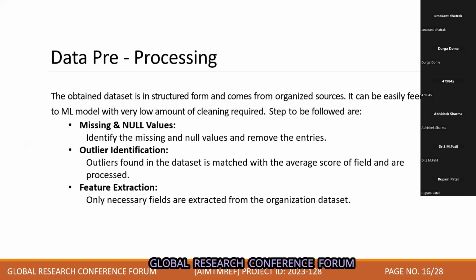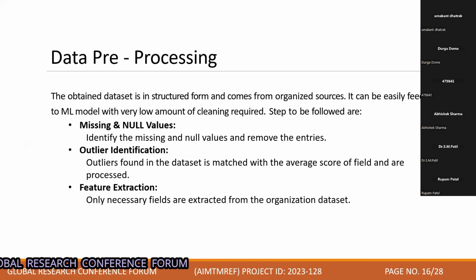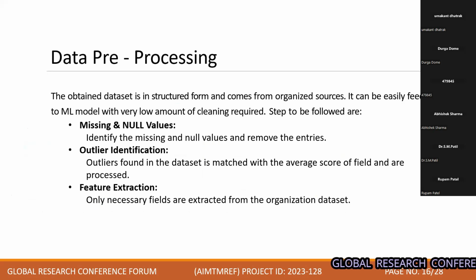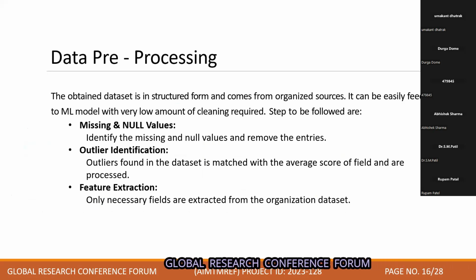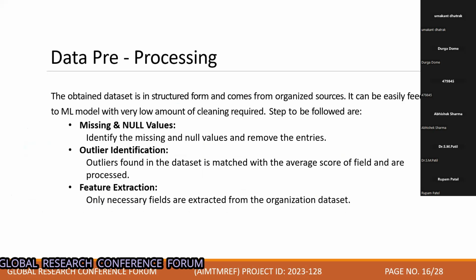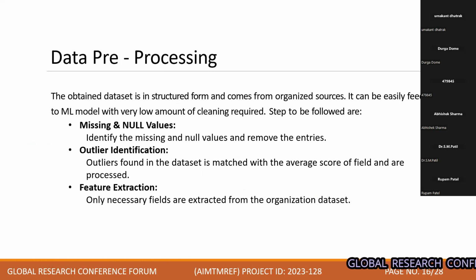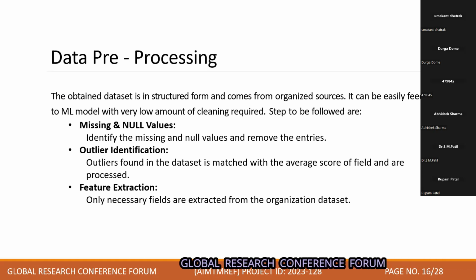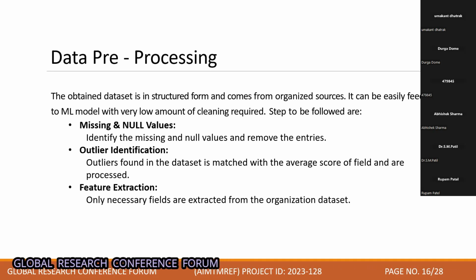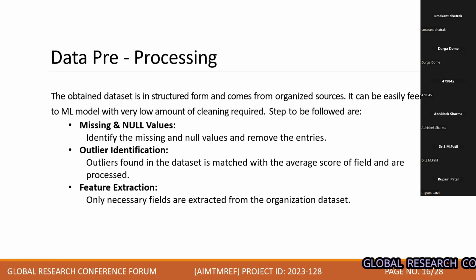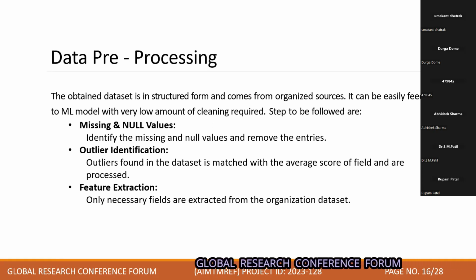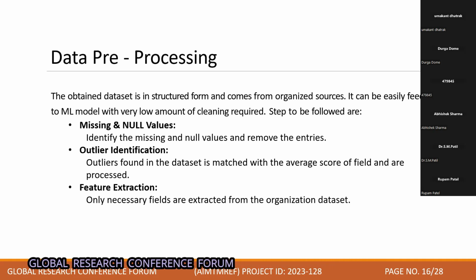So now there is data pre-processing, how we have pre-processed our data. Most of our data is in a structured format, as we are fetching it from a small-scale manufacturing company that is a sponsored project. So it can be easily fed to the ML model with a very low amount of cleaning required. So how are we doing the pre-processing? We are identifying the outliers with the help of a scatter plot, box plot, and histogram, and we are doing feature extraction and handling missing and null values.